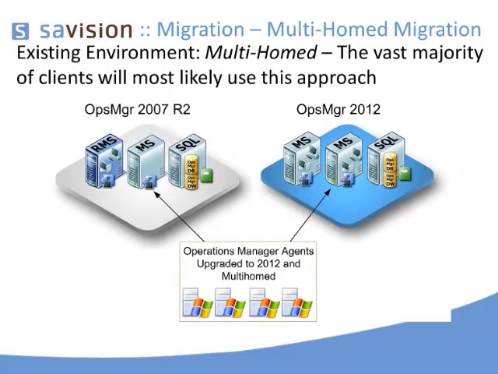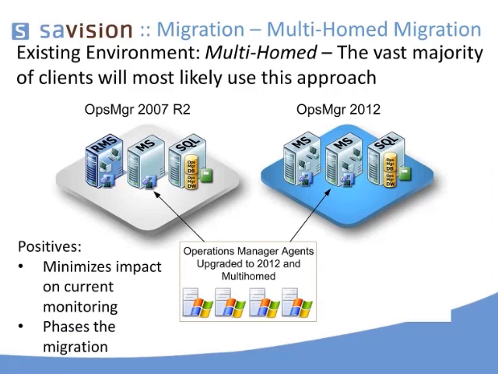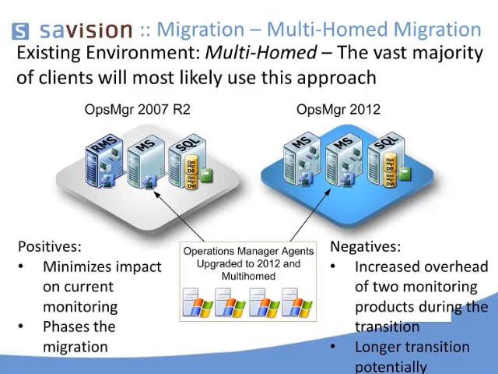The third option is what's called a multi-homed approach. From the feedback that I've gotten so far, this looks like where the majority of the Ops Manager migrations are going to go. So what you've got in essence is an Ops Manager R2 environment, which originally had your Ops Manager 2007 agents, but now they're upgraded to Ops Manager 2012, and then you're multi-homed into your new 2012 environment. So what that gives you in essence is it allows you to have the same agents still doing what they were doing before in your existing environment, and it allows you to have them communicate in and then over into the migration.